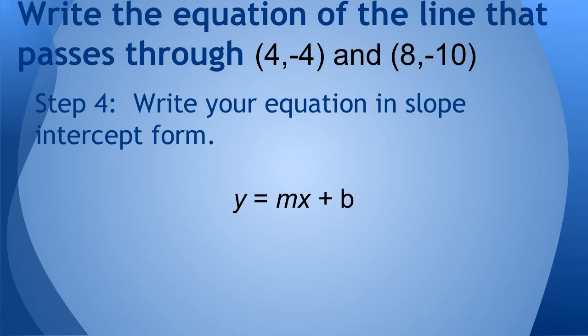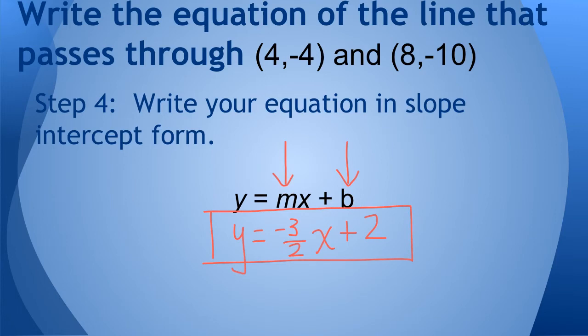Step 4 says to write your equation in slope-intercept form. Really, the only thing we need to know is the slope and the y-intercept. So y equals the slope, which was -3/2 times x, plus our y-intercept from the last slide, which was 2. And now we have the equation for the line.